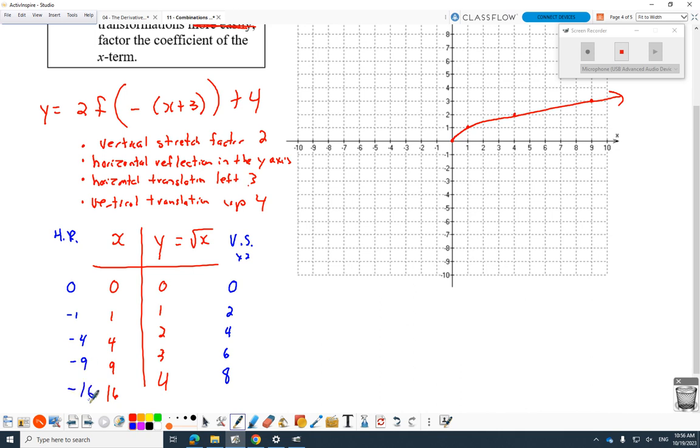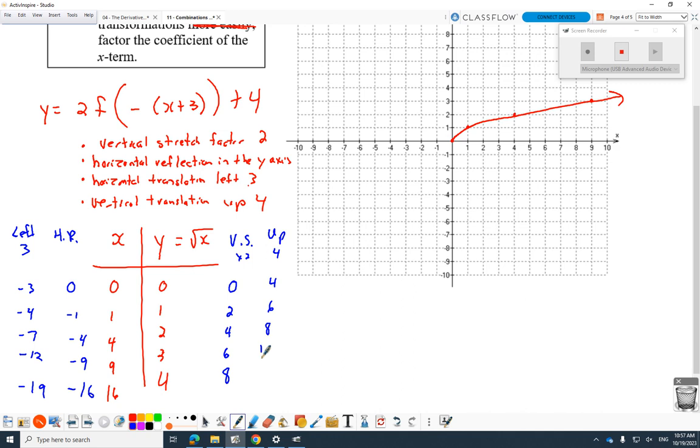Left 3, that goes over here on the x's. If I'm going left 3, what happens to the x values? I'm subtracting 3, right? So I go -3, -4, -7, -12, and -19. I did that really fast. Did I make a mistake? No, it looks right. And then up 4 is back over here. Move these all up 4: 4, 6, 8, 10, and 12.